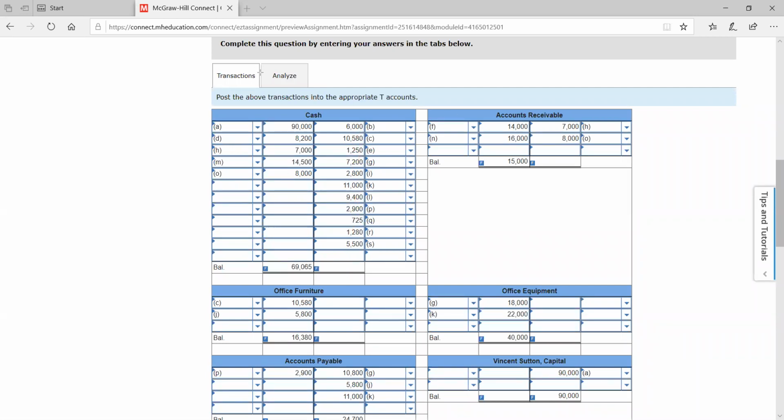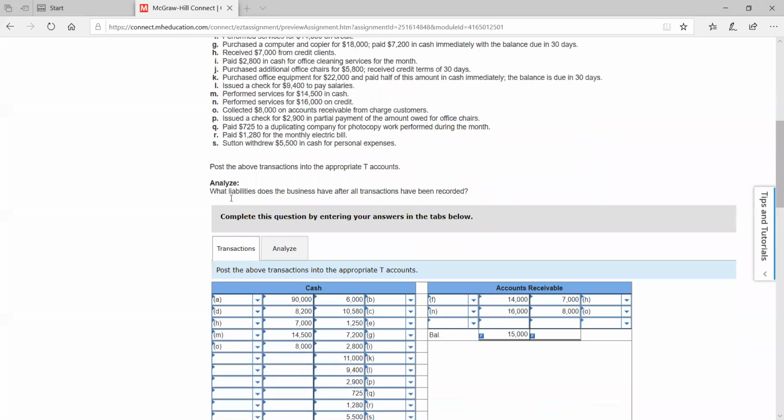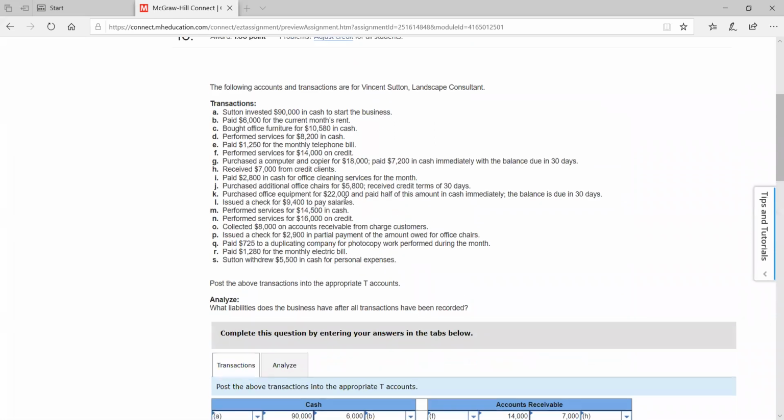That was letter C. Letter D, perform services. That's going to be revenue and cash. So we're going to be debiting cash for $8,200. Then go to your fees income. You can hopefully see letter D. There's your $8,200 on fees income.